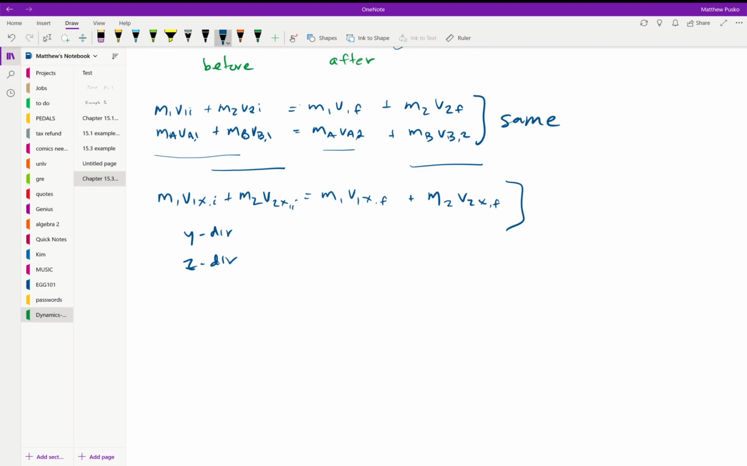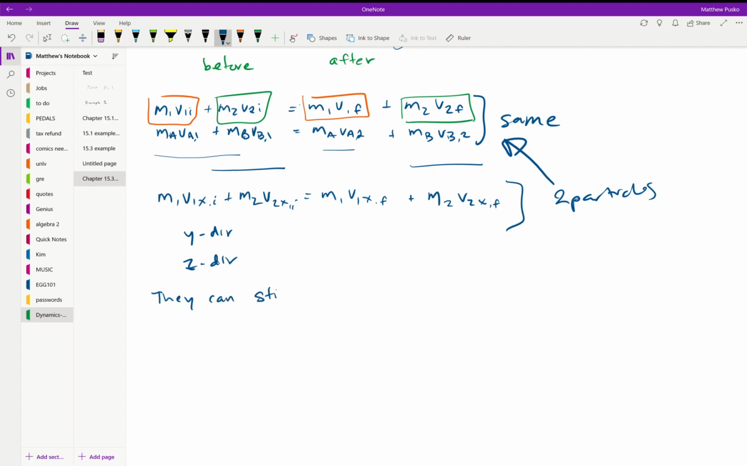In this case, we had 2 particles. In all of these cases, it's 2 particles. We have one particle and two particles, and after they collide, they remain as one particle and two particle. But they could stick together. I'll go more into collision types later, but they can definitely stick together, and we would call that an inelastic collision.